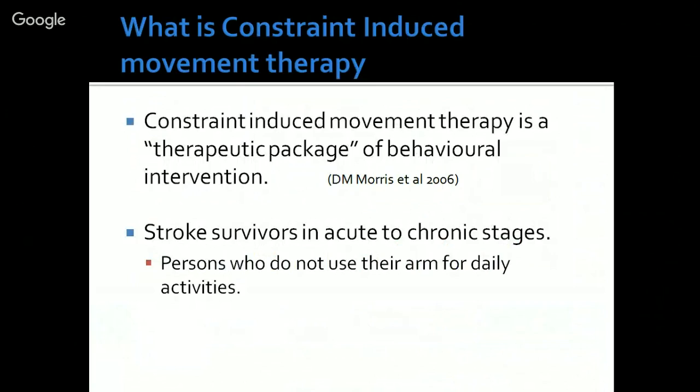What is CIMT? Constraint-induced movement therapy is a therapeutic package of behavioral intervention. It's a set of procedures which has some basic components and multiple components. And it does not include only exercises. It includes behavioral intervention, which is a psychological procedure. And it's applied to patients, stroke survivors in their acute, subacute, and chronic stages, especially people who do not use their arm for daily activities.